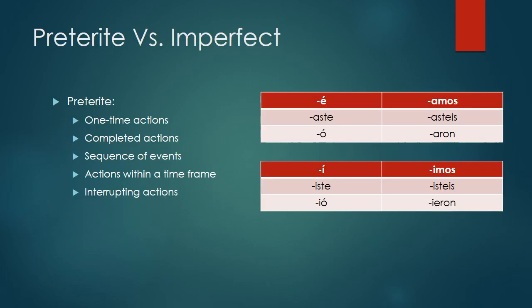The first thing that we talked about in Spanish 3 was preterite versus imperfect. The preterite is used for one-time actions, completed actions, actions in a sequence of events, and actions within a time frame. The preterite is also used for interrupting actions. The AR endings are -aste, -ó, -amos, -asteis, -aron, and the ER-IR endings are -iste, -ió, -imos, -isteis, -ieron.